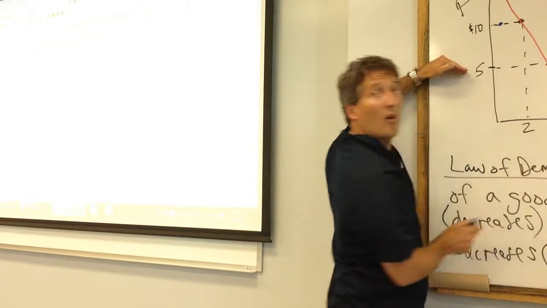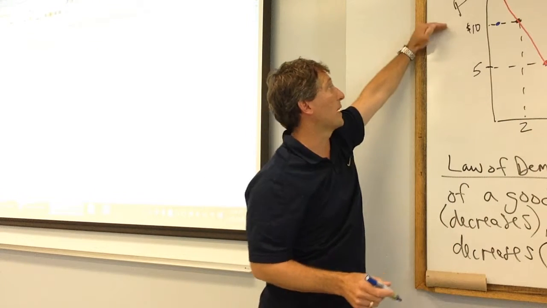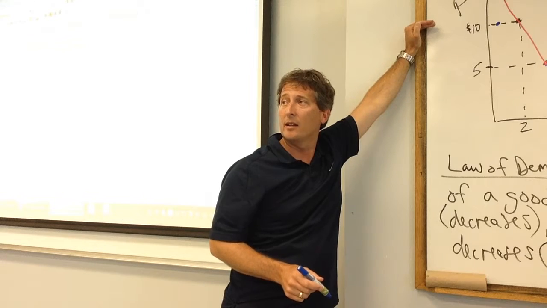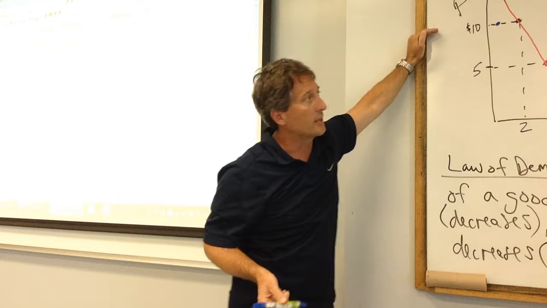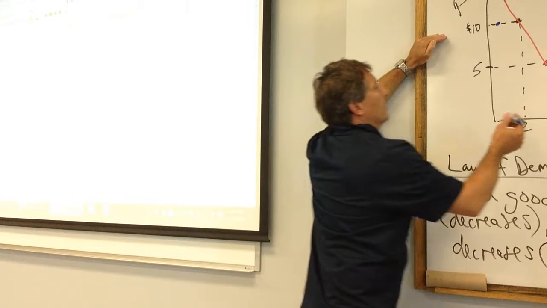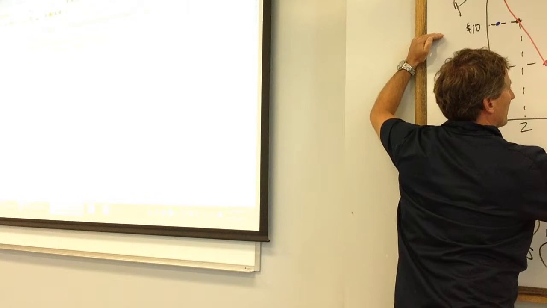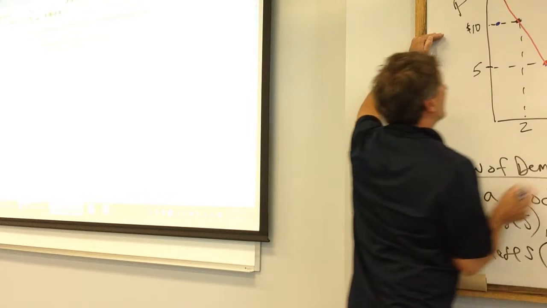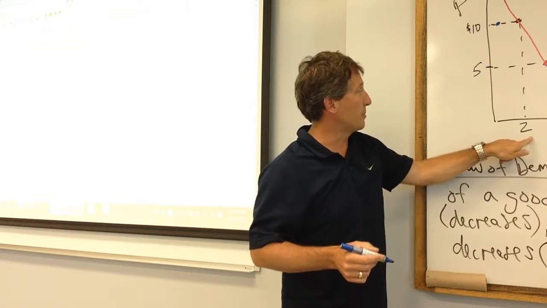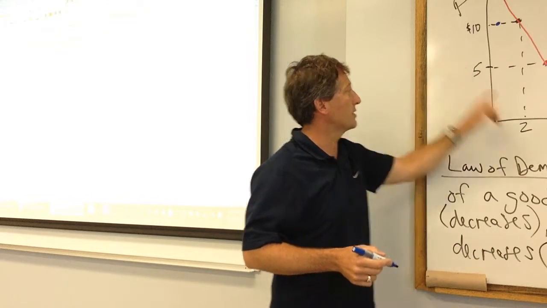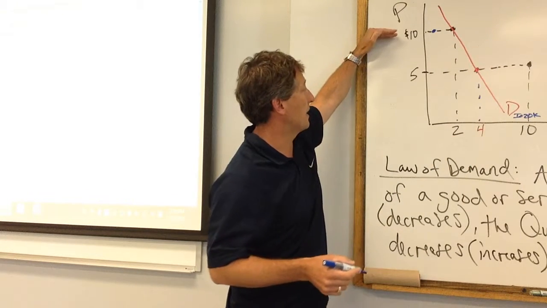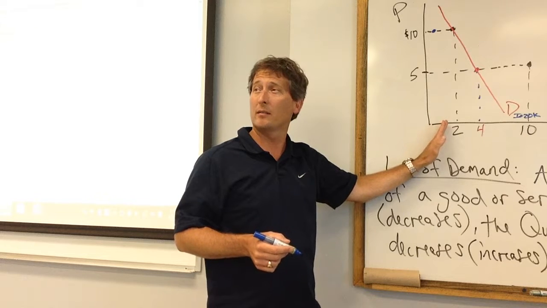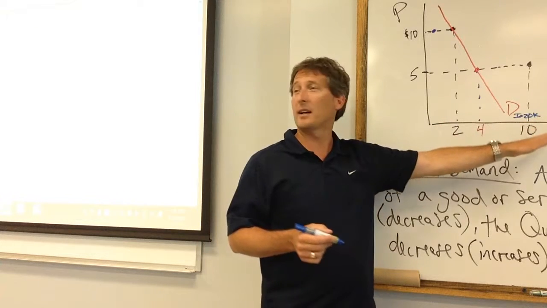So when price is high, let me put a little more meat on the bones here, let's say you're making $20,000 a year. So at an income level of 20,000, at $10 you used to buy 2. At $5 you'd buy 4. Now you're saying at $10 I'm going to cut back to 1 because I'm making 40,000 a year.